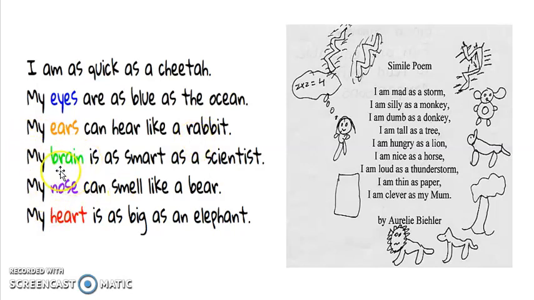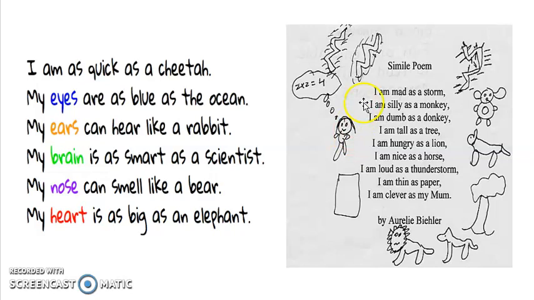Then my brain. She has chosen her brain. She has chosen the quality smart. Now, who is smart? She has chosen scientist. My nose, again an object. Smell, over here this is the quality. And then, who can smell? Now we know that bears are good at smelling. So, she has chosen bear. My heart, quality big. What else is big? Elephant. So you can see this beautiful poem full of similes.